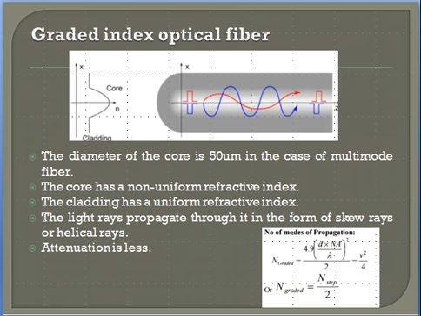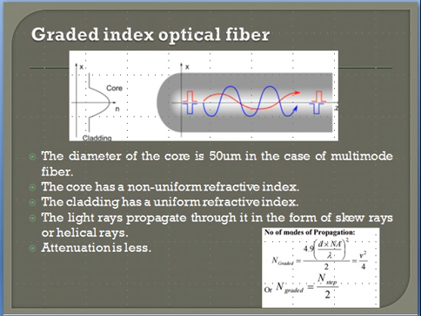And the last, final classification, is graded index optical fiber. In this type of fiber, the core has a non-uniform refractive index that gradually decreases from the center towards the core cladding interface. The cladding has a uniform refractive index. The light rays propagate through it in the form of skew rays, sometimes called helical rays. Skew rays are otherwise called helical rays. They do not cross the fiber axis at any time. The fiber has a much higher bandwidth.